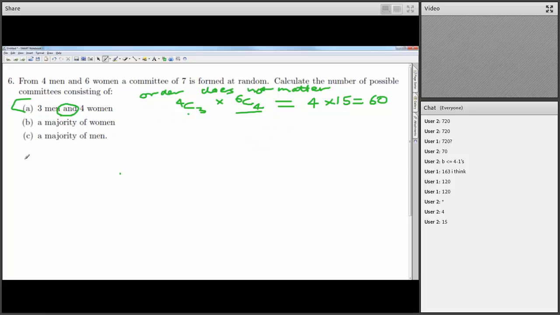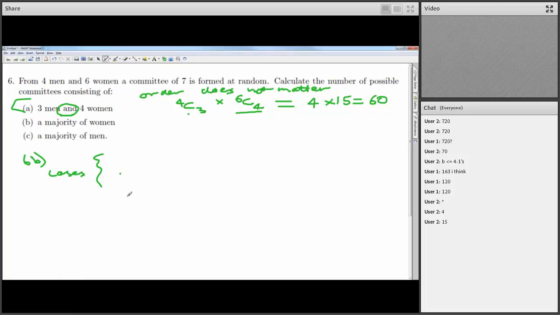What about 6B? How many ways are there of picking a majority of women? The answer is, well, there's a few ways of doing it. So there's more than one way of doing it. What I would do is split up into cases. So I want to look at the different cases and then work out, just like in 6A, how many different ways there are for each different case.